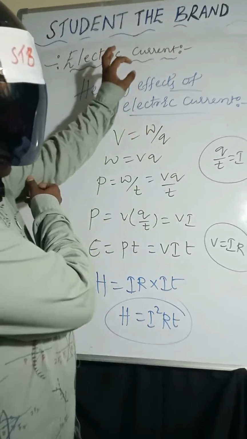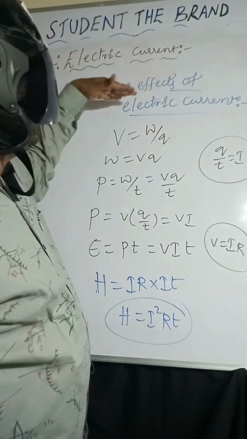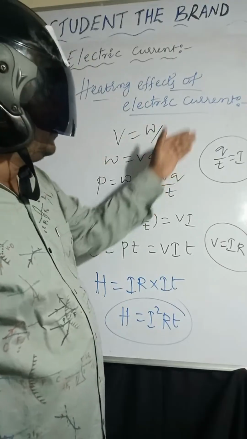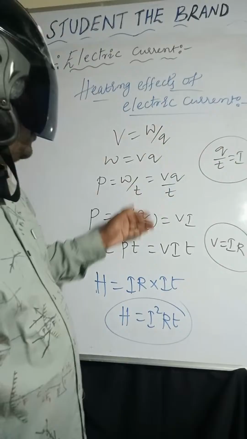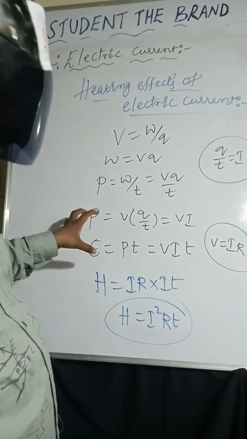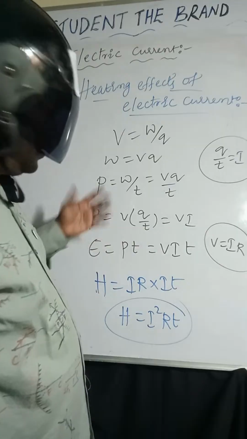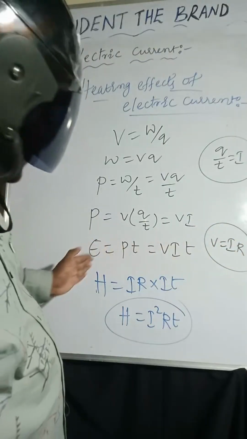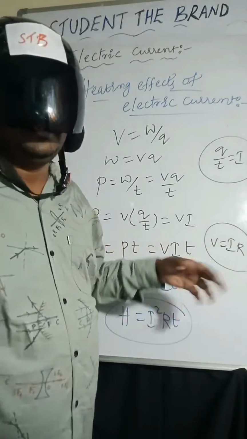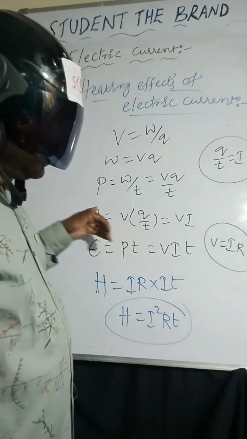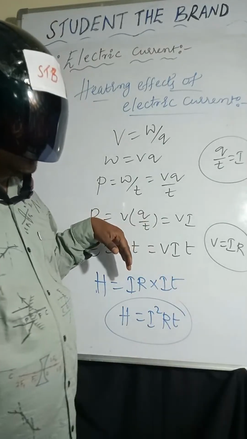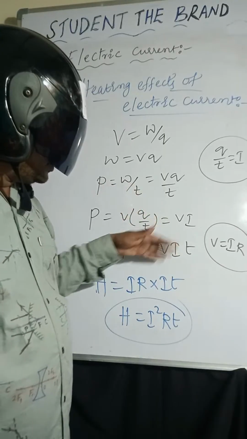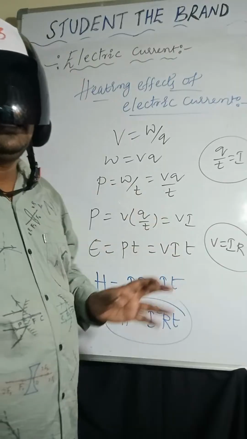Okay, so now you can observe here. For the heating effect of electric current, V equals W by Q, W equals VQ, P equals W by T, that is VQ by T, and Q by T is I. So P equals V into Q by T, that is VI. Energy given to the conductor will be converted into heat. So E equals P into T, that is VIT. V equals IR, so heat is produced in the conductor: H equals IR into I into T, that is H equals I square RT.